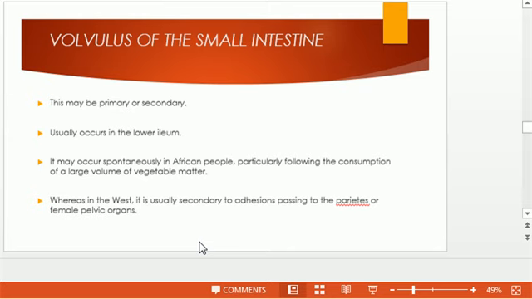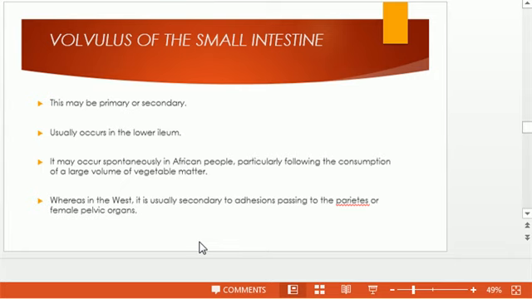Volvulus of the small intestine. Again, it may be primary or it may be secondary in variety. Small intestinal volvulus can be primary, it can be secondary, as I enumerated the factors which lead to primary or secondary volvulus. It usually occurs in the lower ileum, so the distal part of the ileum is involved in the volvulus of the small intestine.